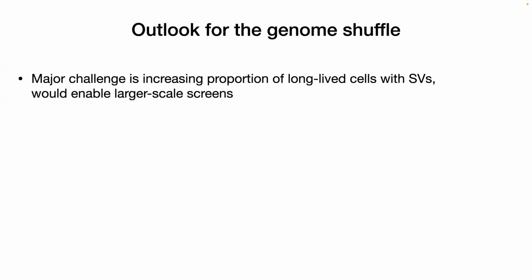One major challenge so far is that the proportion of cells that contain structural variants is still quite low. Even in our best experiments, it's about 4 or 5% of cells, which means we're throwing away a lot of sequencing just on wild type cells that are not very interesting. And so this is a major focus for us right now.